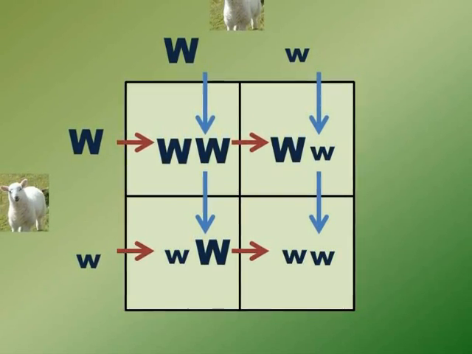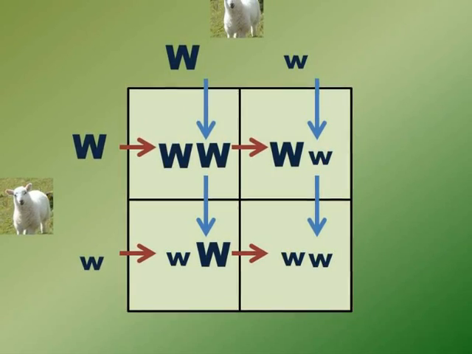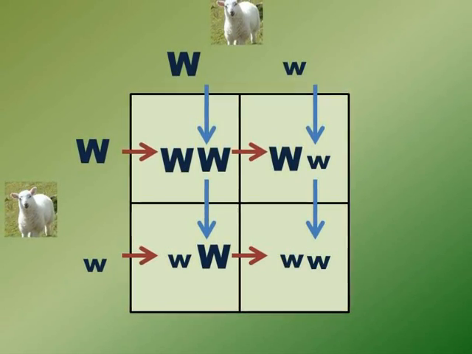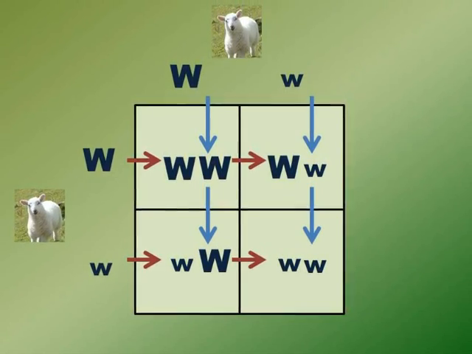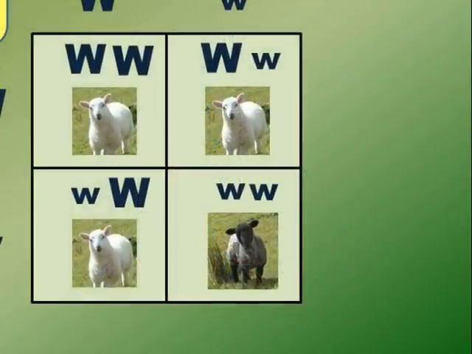Next, follow the blue arrows from the top of the box. The boxes in the left column should have a big W in them, and the boxes in the right column should have small w's in them. What are your results? If you did your square correctly, it should look like mine.